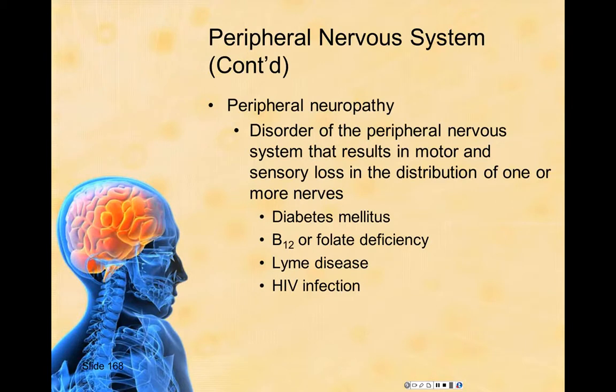Peripheral neuropathy can be caused by other types of metabolic disorders. It results in motor and sensory loss in a distribution of one or more nerves. Diabetes, B12 or folate deficiency, Lyme disease, and HIV infections can all cause peripheral neuropathy.